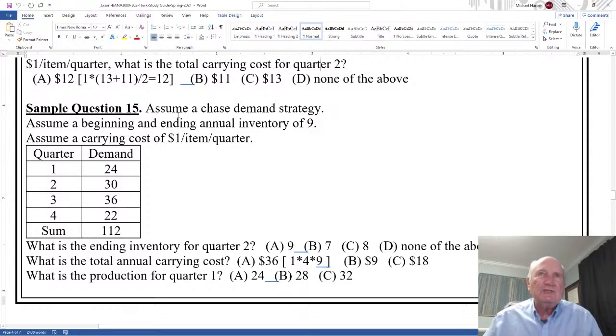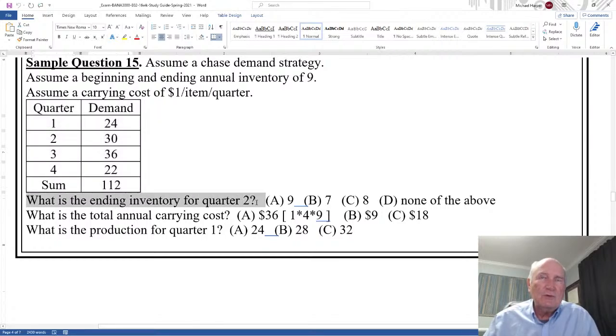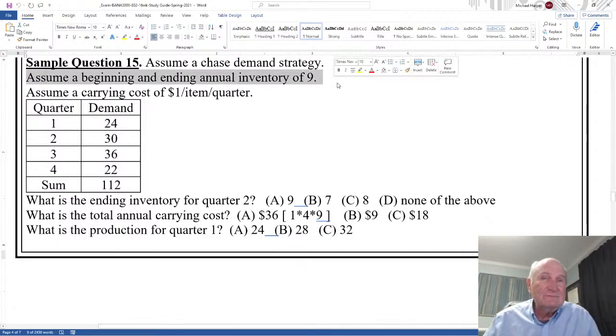And then assume a chase demand. Now, question number 15, the 15th question in this exam will be exactly this. If it's chase demand, I could ask different things. Then I give you the demand here. What is the ending inventory for quarter 2? Well, if it's a pure chase demand, it's just going to be 9, because the inventory doesn't change.